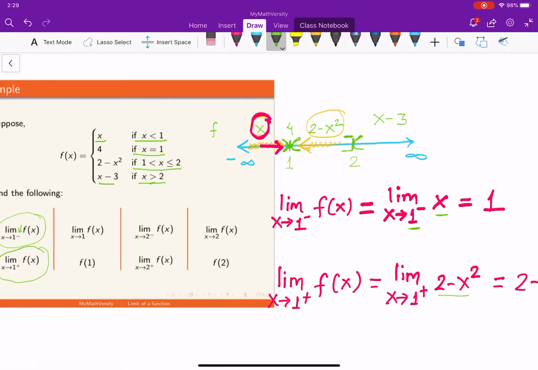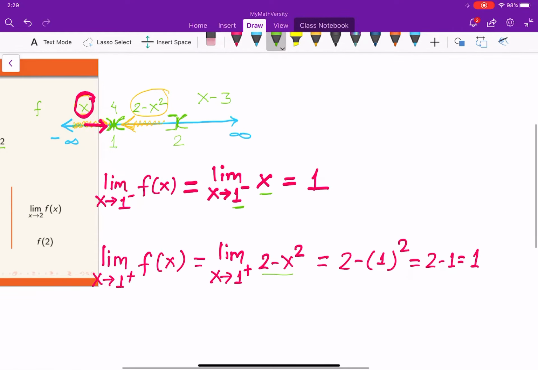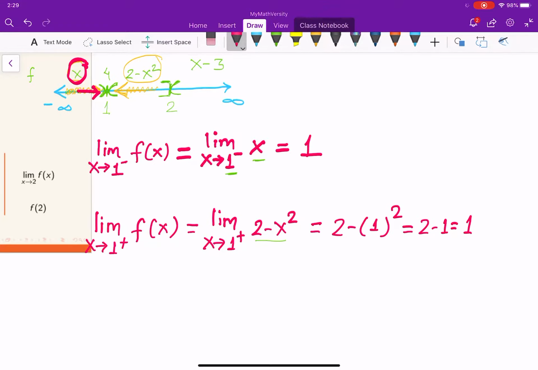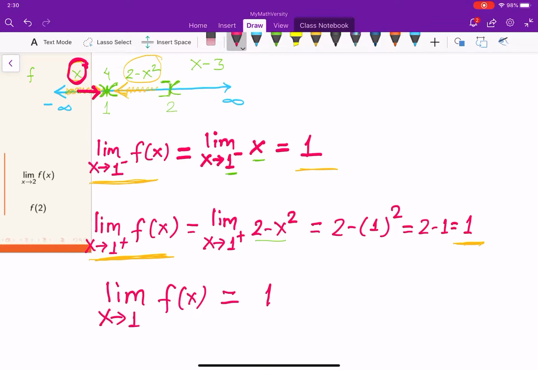All right, now let's see what the limit of this function is. That must be straightforward. The left side limit of the function at 1 is 1, and the right side limit of the function at 1 is the same thing. Then we can immediately conclude that the limit of the function when we go closer and closer to 1 is equal to 1. Why? The right side limit and left side limit at 1 are exactly equal to 1.